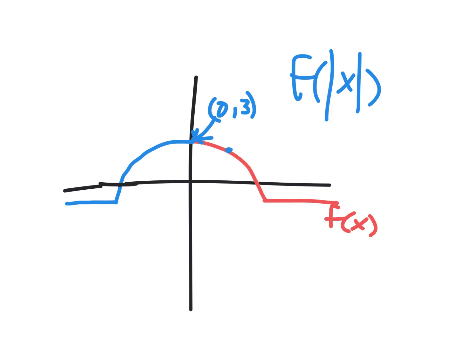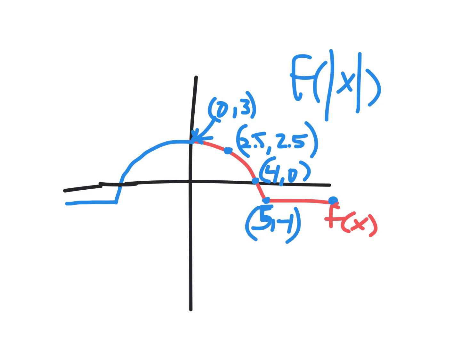Let's say this point right here is at about (2.5, 2.5), a little less than 3. If I absolute value that, it won't change either, will it? You might be like, why are you doing this? These points aren't going to change. You're right, they aren't, but let me show you more. I'd say this is at about (4, 0). Let's say this is at (5, -1). You'll understand why I'm doing this in a second. And let's say this is at about (9, -1).